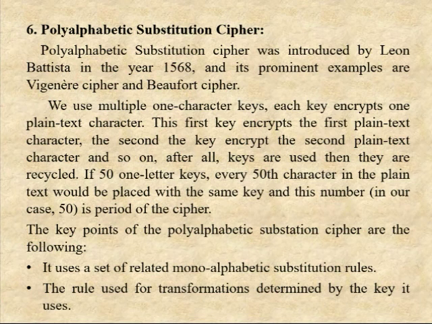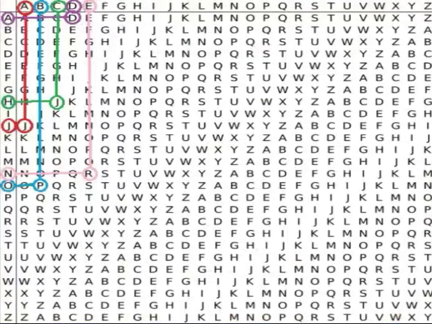After all keys are used, they are recycled. If there are 50 letter keys, every 50th character in the plain text would be replaced with the same key, and this number, in the case of 50, is the period of the ciphertext. There are two rules. The first rule is that it uses a set of related monoalphabetic substitution rules. The second is that the rule used for transformation is determined by the key.